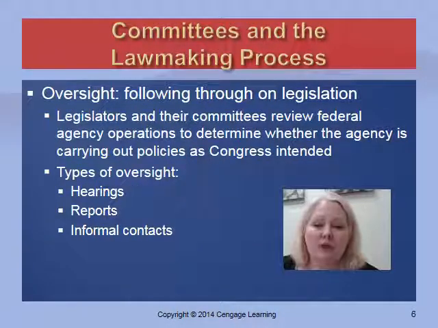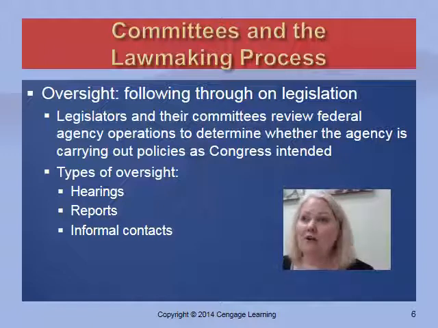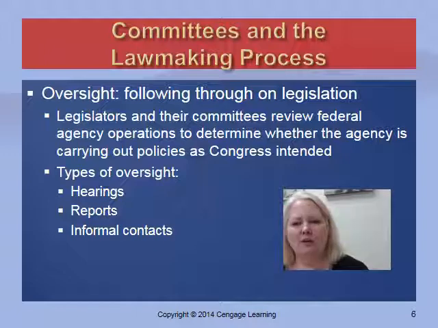Okay, now let's move on to oversight. A lot of times when we're talking about oversight, it's a negative thing, right? Oh, I totally forgot to bring the gift to the party. That's an oversight on my part. Well, in this case, oversight is a good thing. It's the following through on legislation. You're double checking everything to make sure everything's right. And legislators and their committees review federal agency operations to determine that the agency is carrying out policies as Congress intended. So that is their oversight of the agency.